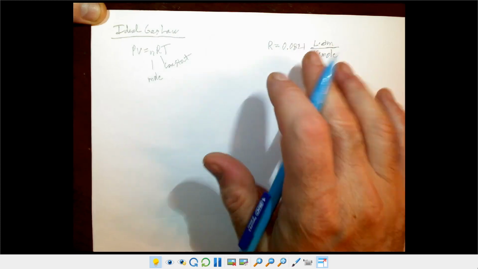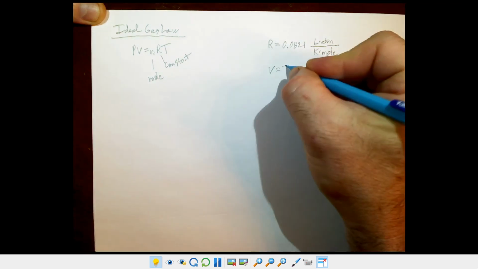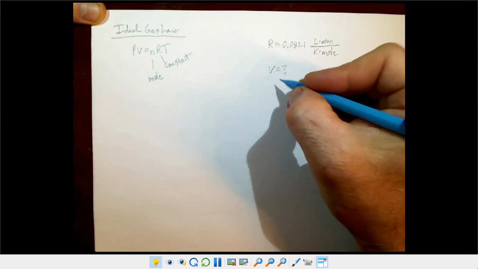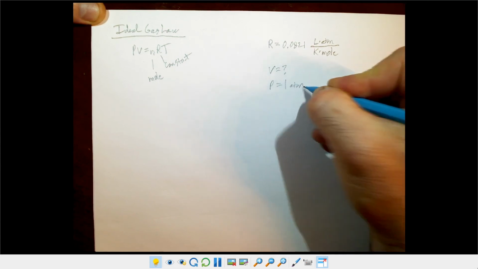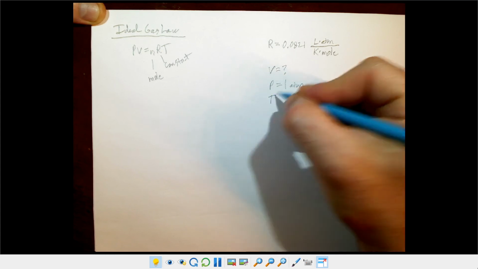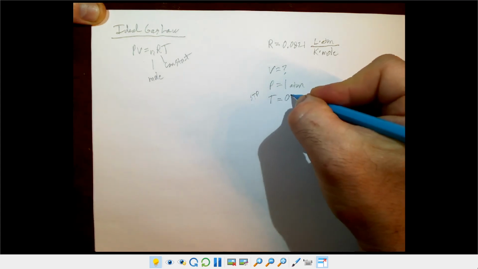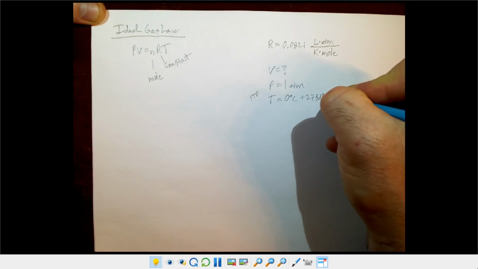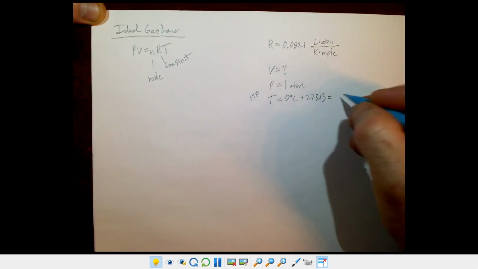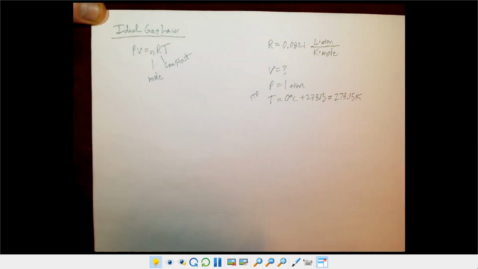So let's say that maybe you have a problem that you start with this. And the other information they give you, well, let's say they want you to find volume again. And let's say the other information they give you is the pressure. They say it's at standard pressure, which would be 1 atm. They say it's at standard temperature, again, STP. That would be 0 degrees Celsius. Don't forget, you want to add 273.15 to that number and convert it into Kelvin. Well, there you go. That's easy, 273.15 Kelvin.